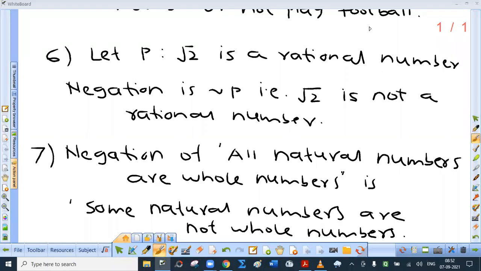Statement number 6. Root 2 is a rational number, a simple statement. So its negation is obtained by using the word not at the proper place. So what will be the negation? Root 2 is not a rational number. Now the next three are important. Seventh, all natural numbers are whole numbers. So clearly you have to use the word not at the proper place. Not only that, all will change to some. So what is the negation of the given statement? Some natural numbers are not whole numbers.